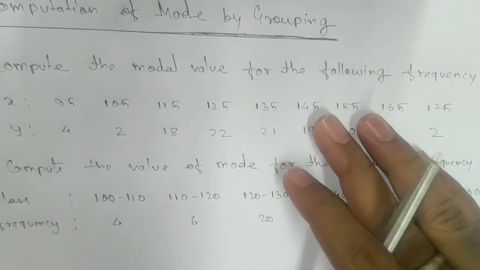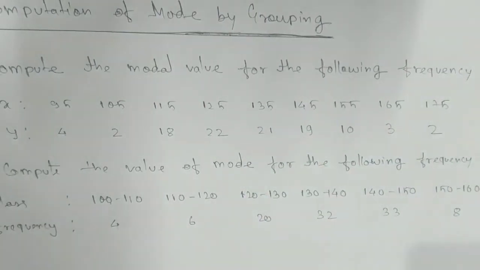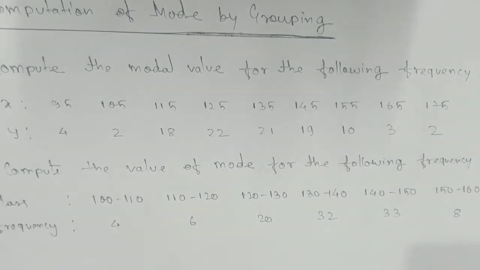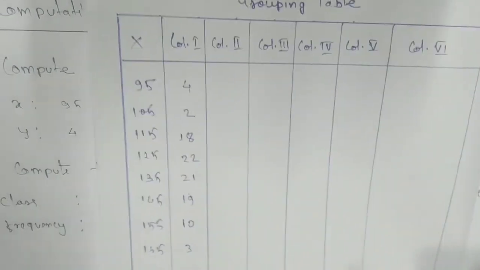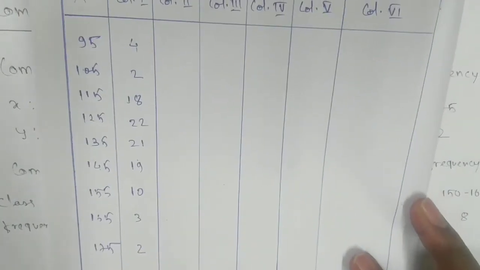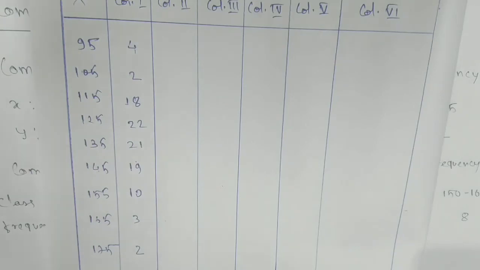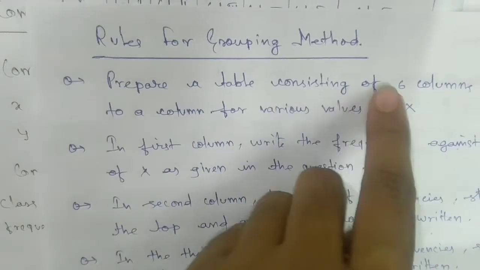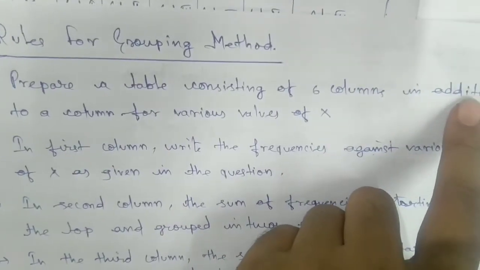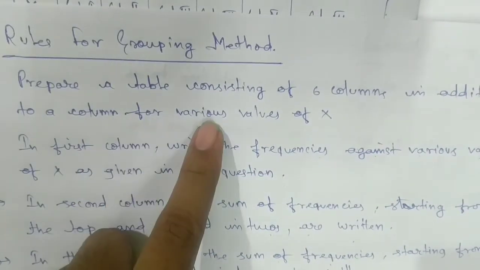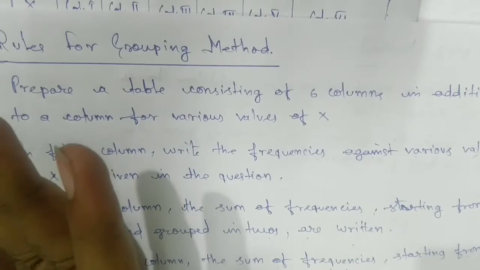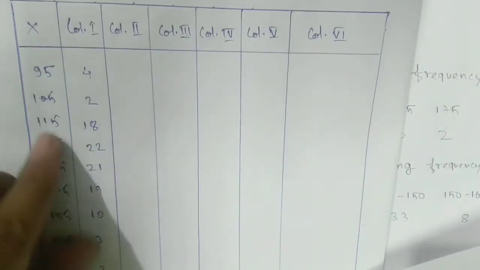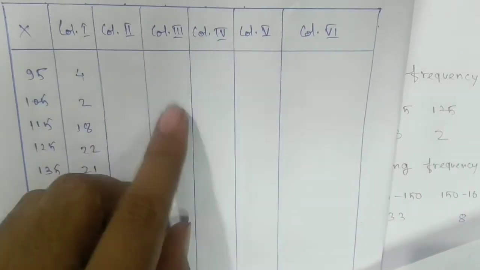So let's start with the first problem. Here we have the problem. Let's put all of these in a grouping table. So you can see here, this is our problem. Let's bring back our rules. First rule: prepare a table consisting of six columns in addition to a column for the various values of x. That means we need seven columns. One will be for your variate and six for your frequency.